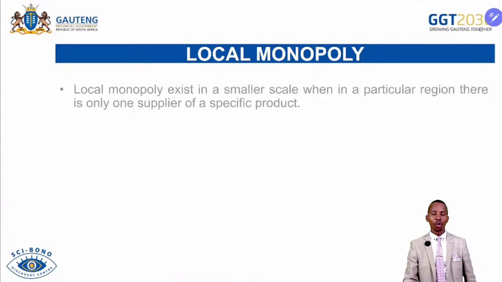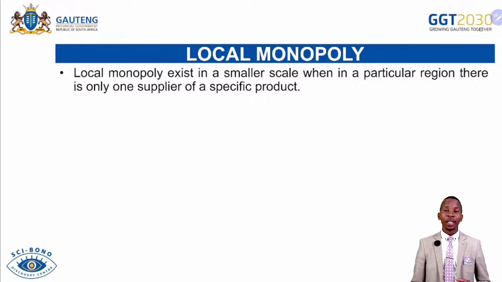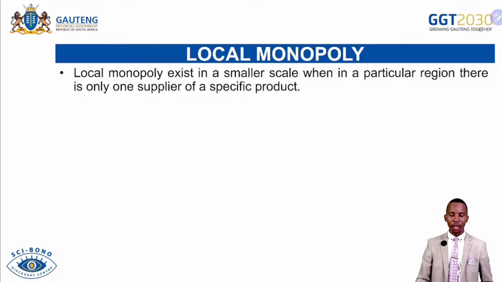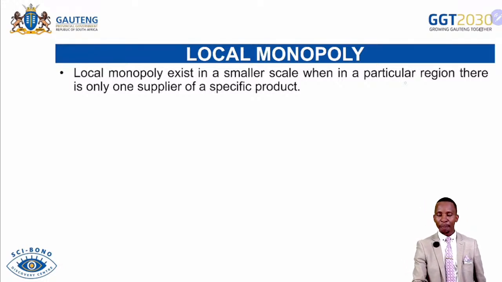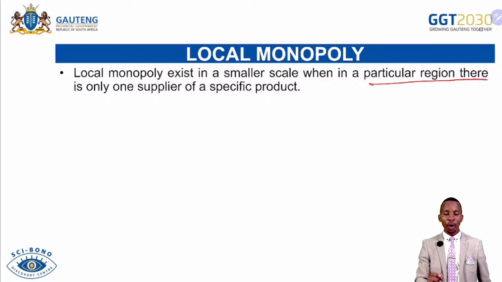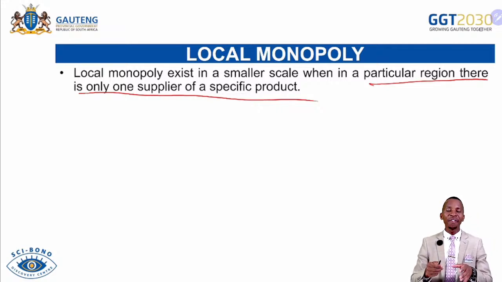And then the local monopoly. The local monopoly is different from what we call artificial and natural. Local monopoly exists on a smaller scale, in a particular region, when there is only one supplier of a particular product. Under local monopoly, we talk about geographical areas.